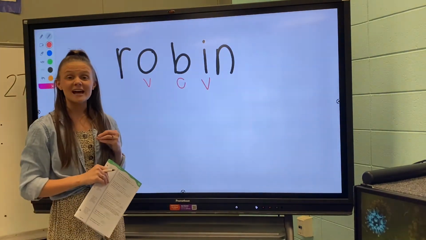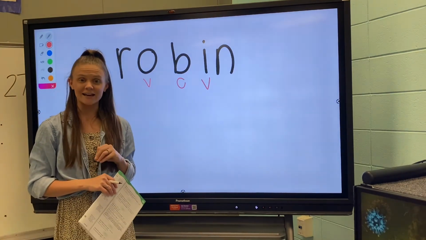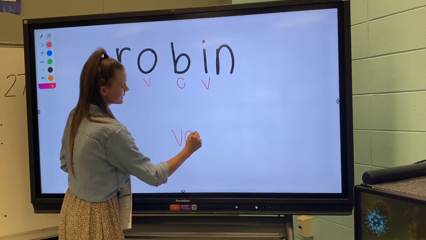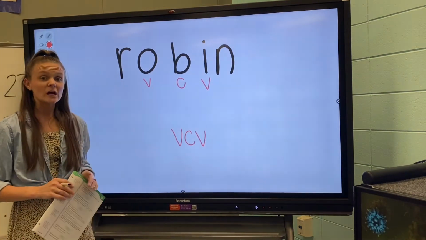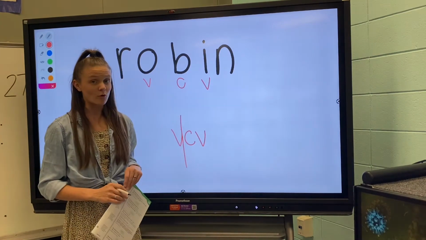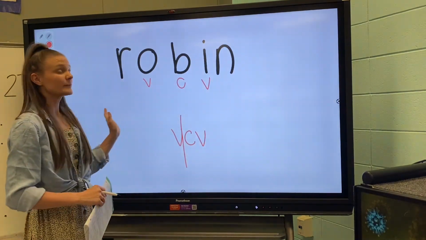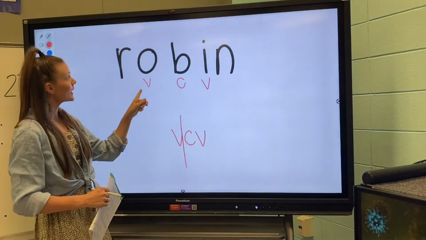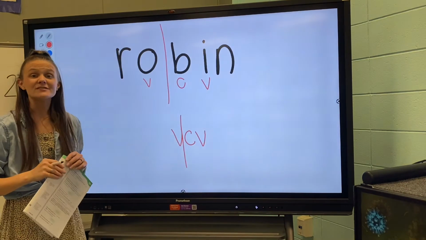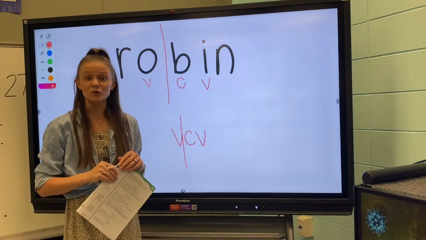So my next step is to draw my division line. And if you guys remember, we learned the V-C-V pattern. We always draw our line after the first vowel. So in this word, I'm going to draw my line after letter O, after my first vowel. So now I have separated this word into two parts.